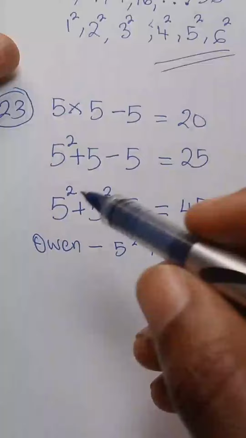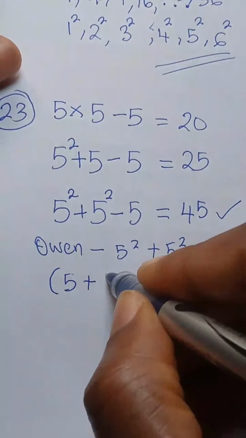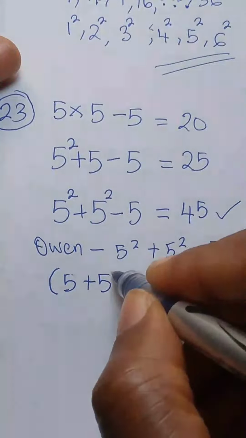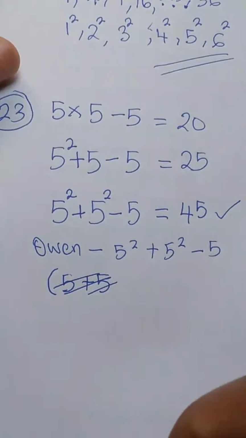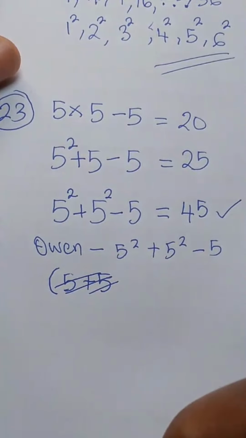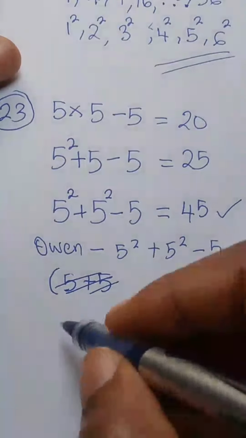Okay, we can still do something like this. Okay, 5 plus 5. No, this will not work. So there's no need to not work. Okay, 5 plus 5, whole square minus 5 square. So this is just one solution to it. Okay, so let's try this.